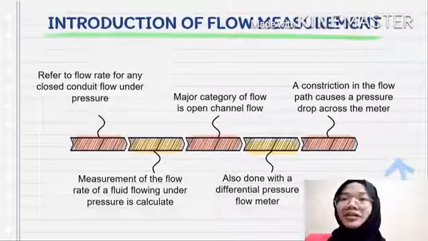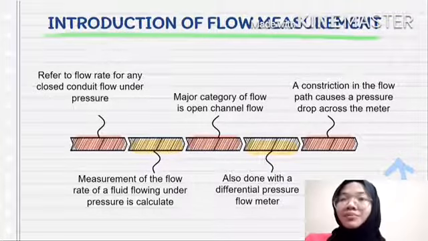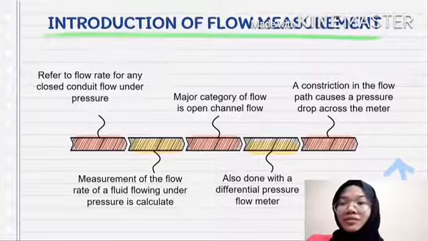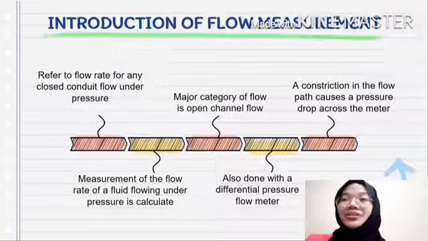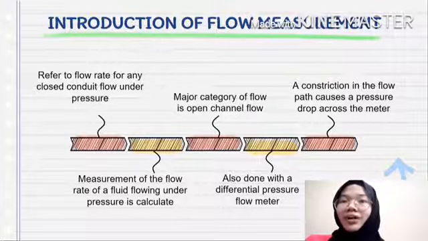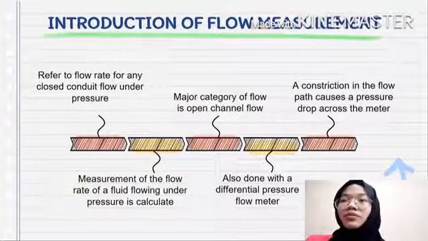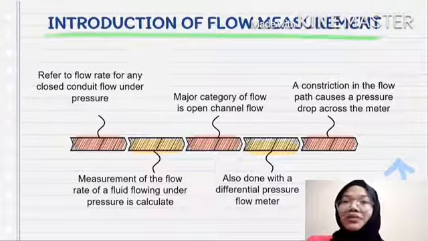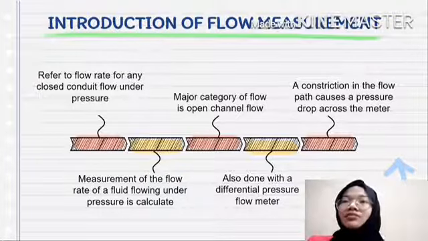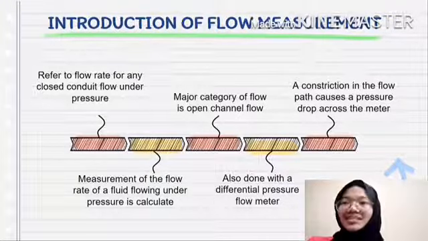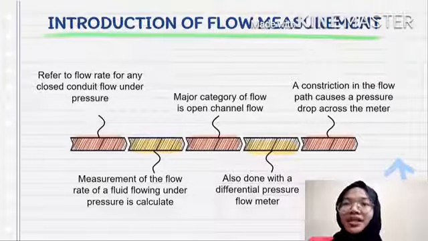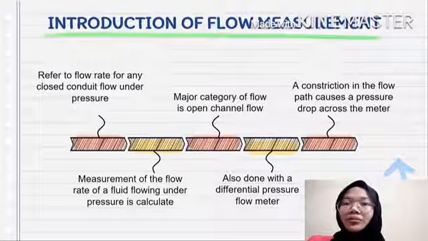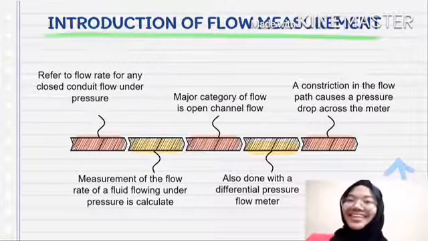Measurement of the flow rate of a fluid flowing under pressure is calculated for a variety of purposes, such as billing for water supplies to homes or businesses, or for monitoring or process control of a wide variety of industrial processes which involve flowing fluid. Pipe flow measurement is also done with differential pressure flow meters like the orifice, flow nozzle and venturi meter. Flow nozzle is what we are going to present to you today.